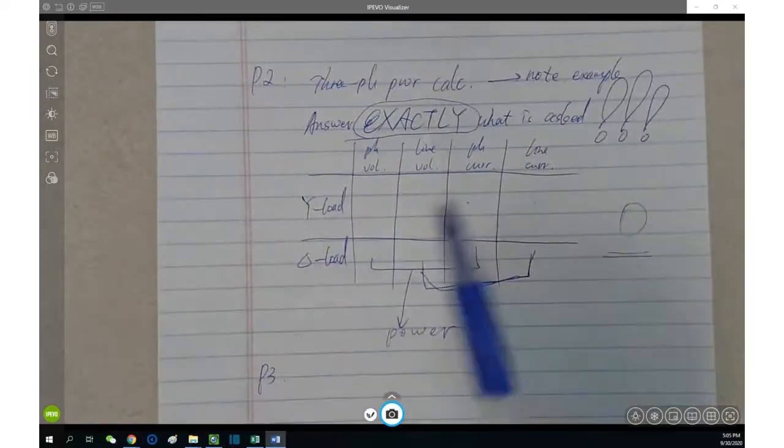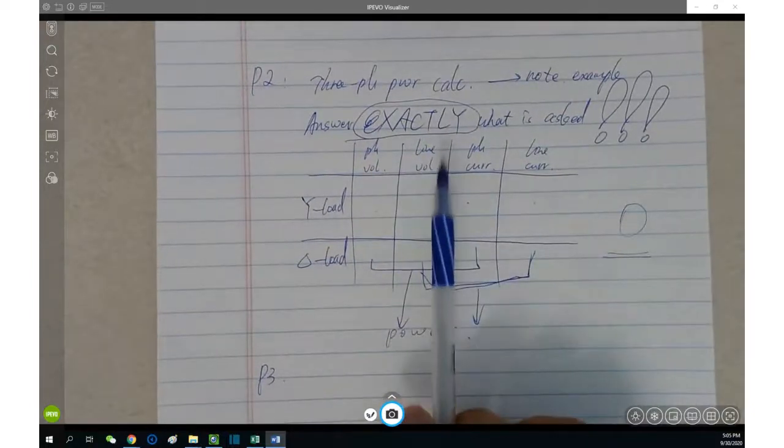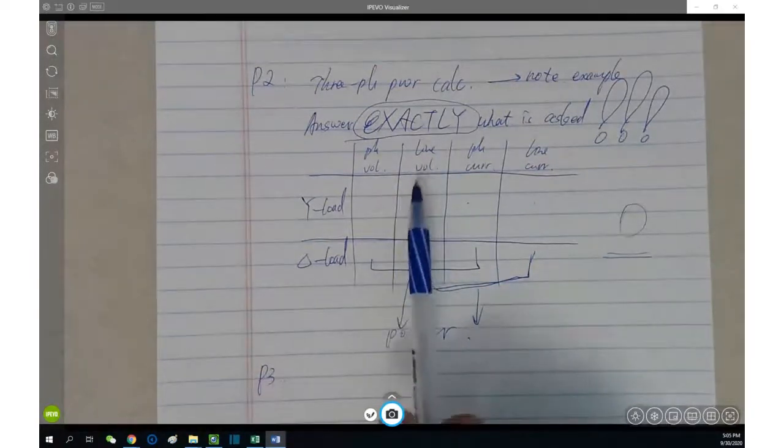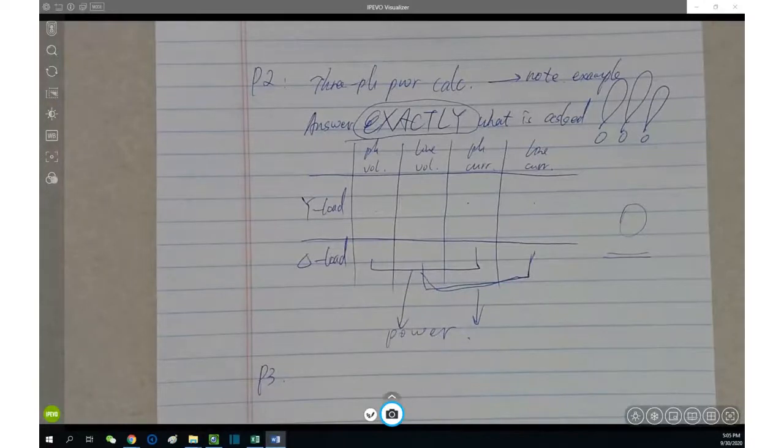And also, I'm not planning to ask for the power factor correction for this problem. I don't think so.